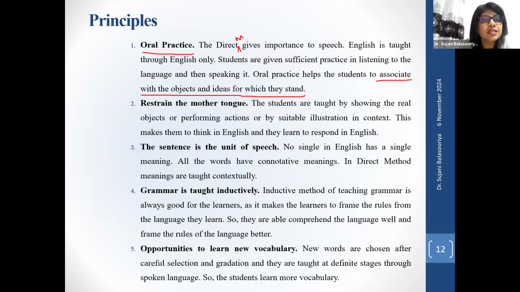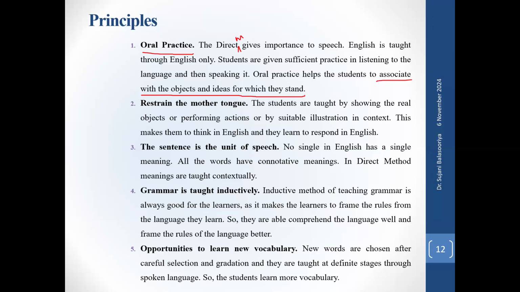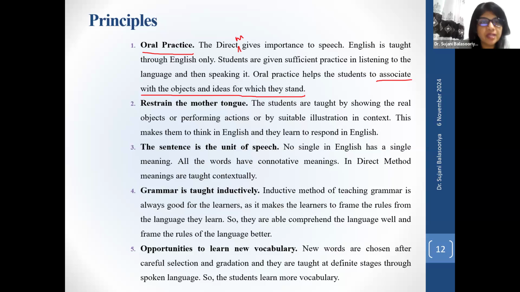And what about the second or even third principles? Is there anybody who is willing to share? Tilini? Yeah, madam, translation is completely ignored, and therefore learners mainly focus on the target language. Yeah, are you talking about the second one? Yes, ma'am, second one. Okay, restrain the mother tongue. Right. Translation, are you talking about translation here? Tilini?